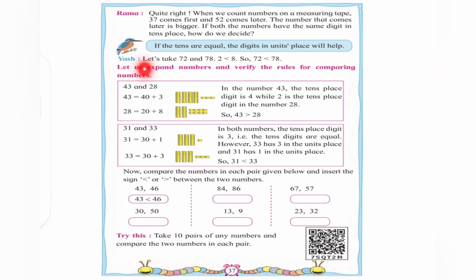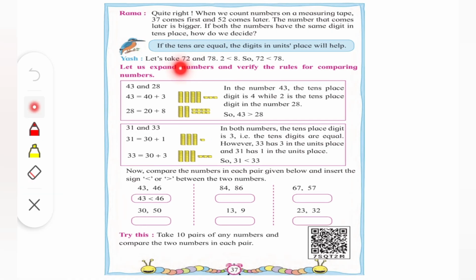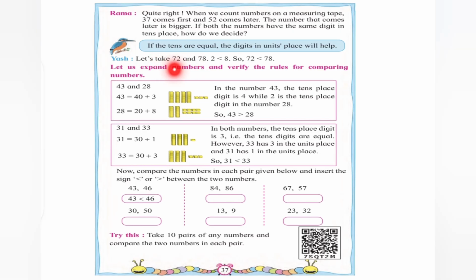Yash, let's take 72 and 78. So here children, in 72, 7 is in the tens place. And in 78, the same 7 is in the tens place. So 7 is equal. We are going to look now in the units place. In the units place, the number is 2 in 72, and in 78, the unit is 8.